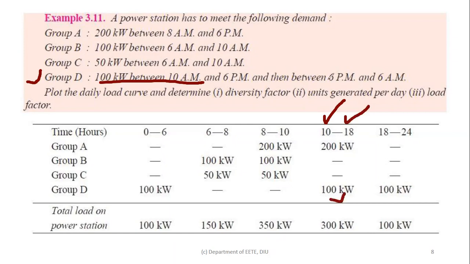And after that, 6 p.m. to 6 a.m. That means from 6 p.m. it will go to 12 night, then from 12 to 6 in the morning. So that means 18 to 24, that means 6 p.m. to just before 12, and after that 0 to 6, that means till 6 in the morning. So we need to put 100 kilowatt in both sections.